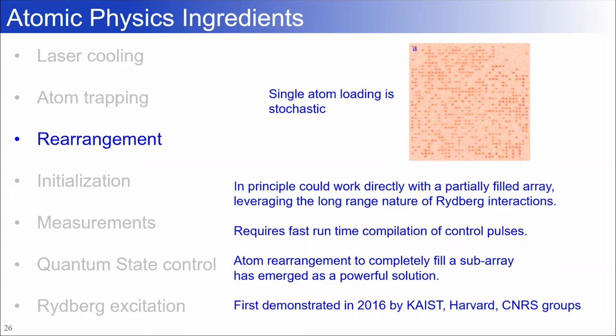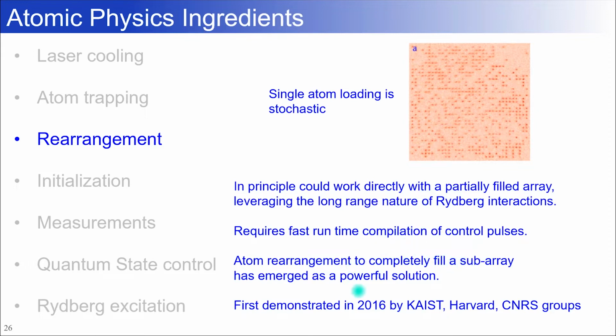So you could load stochastically, take a picture of where the atoms are, and then tell your compiler to implement laser pulses and gates that just use the atoms where they are. In practice, that turns out to be a lot of software work that's not being done yet. What has emerged as a much more powerful and convenient solution is to do atom rearrangement, to convert something like this into a completely filled subarray, so you don't have to worry about where the atoms are.